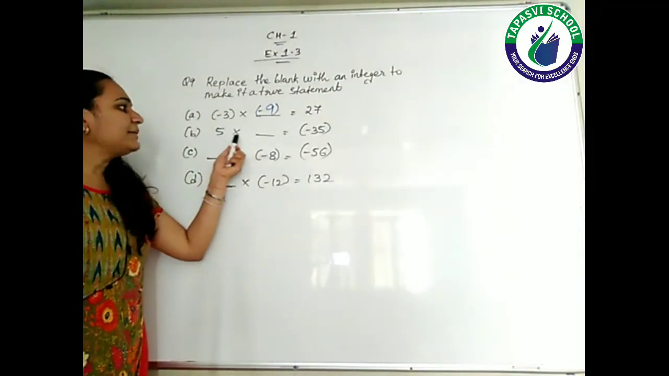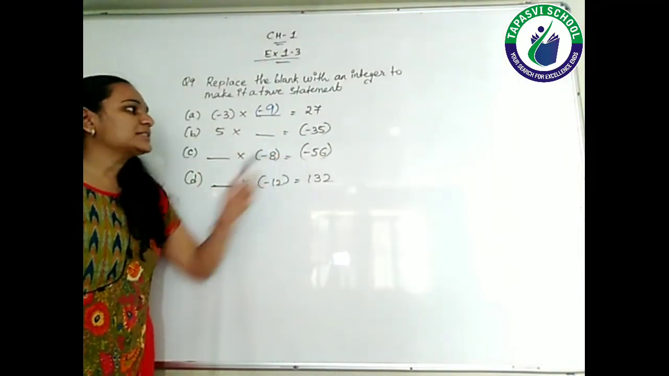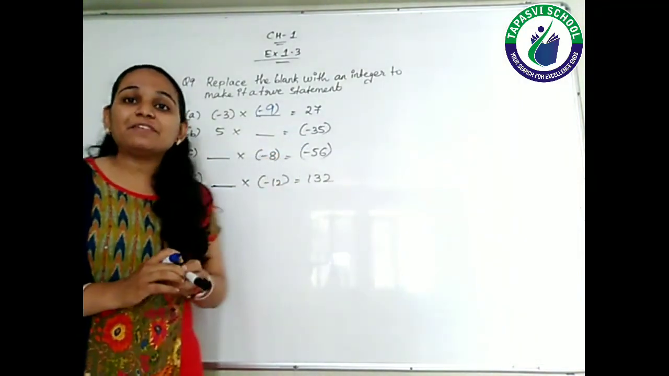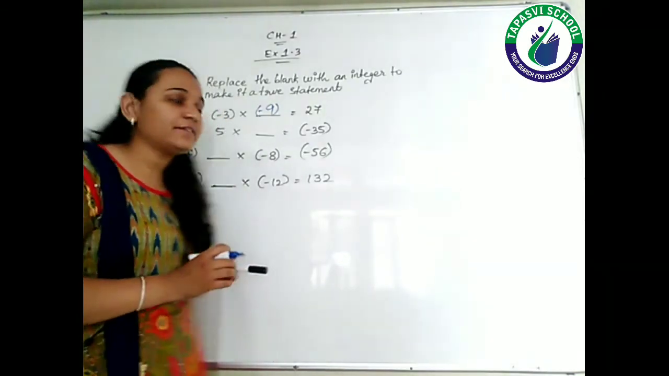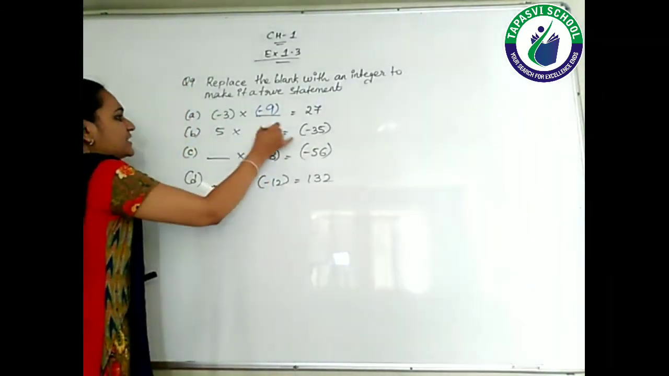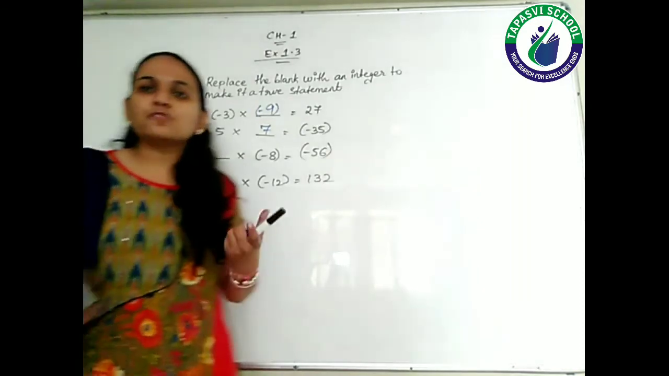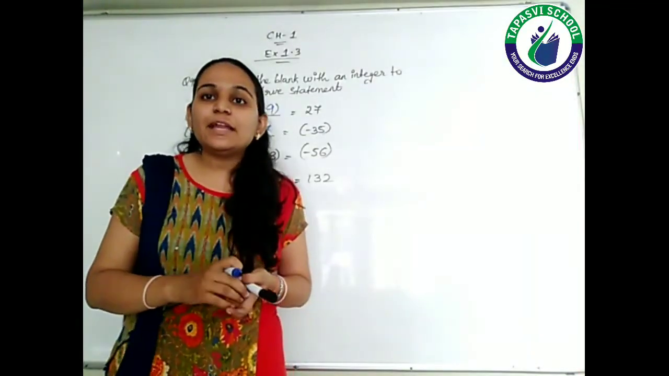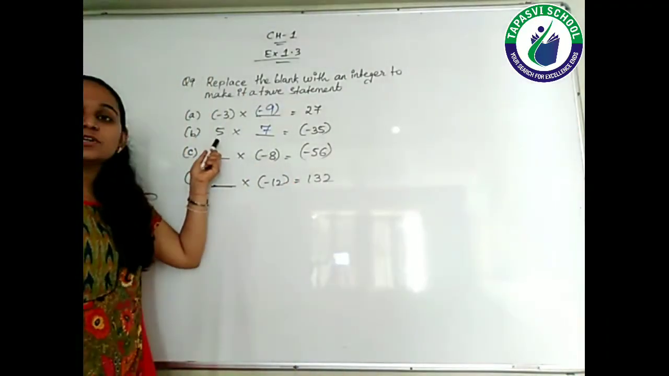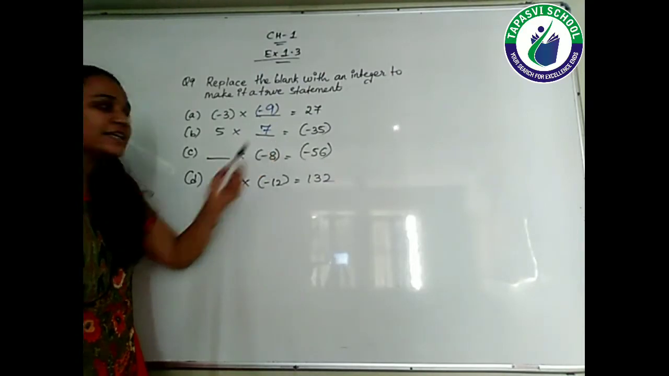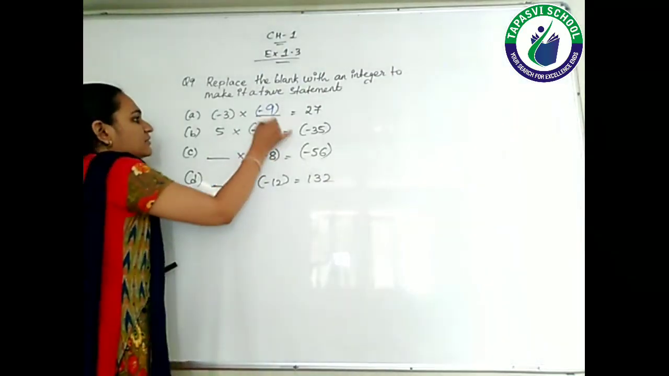Next one is 5 multiplied by dash is equal to minus 35. Which number do you multiply with 5 to get 35? That is 7. Now see, students, your answer is negative. That means out of the 2 numbers, one number needs to be negative. Now 5 is already positive, so we need to make the 7 negative.